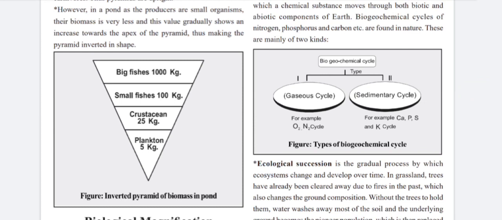Here you can see big fishes 1000 kg, small fishes 100 kg, crustacean 25 kg and plankton 5 kg. Here you are seeing that there is a gradual decrease in weight from top to bottom. 1000 kg big fishes, 100 kg small fishes, 25 kg crustacean and 5 kg plankton. There is an energy flow from top to bottom.